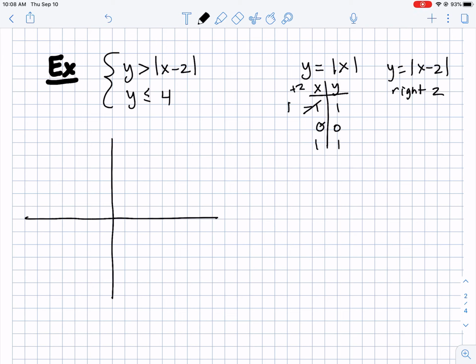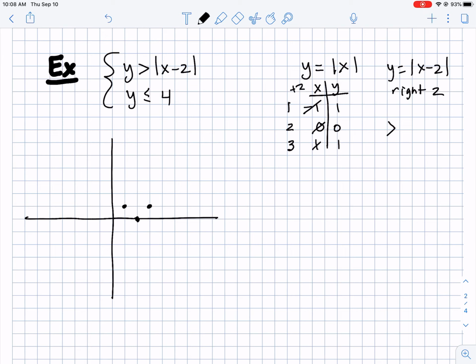This is going to become a 2. And this is going to become a 3. So if I plot (1, 1), (2, 0), (3, 1), that'll give me that V-shaped, that absolute value shape. I need to look at the inequality symbol. It is a greater than.